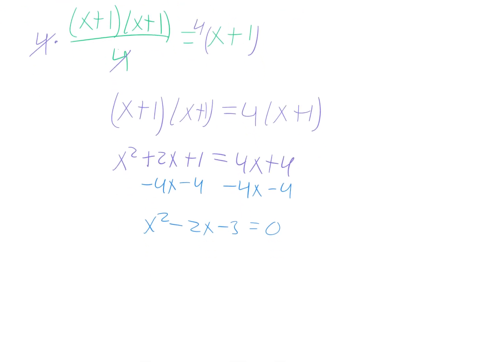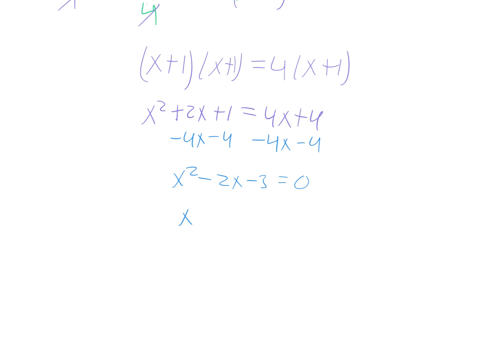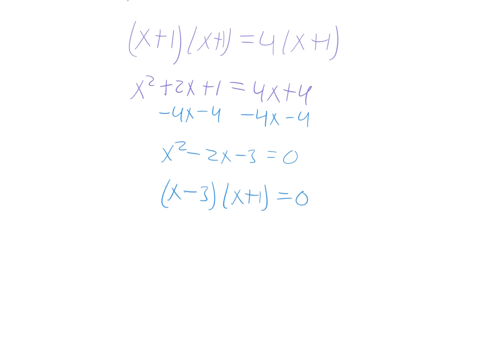And from here, we want to check if you can factor. That's always the first thing you want to do. Check if you can factor it, and we can, right? We've actually done this before in the previous 2 problems. So we get x minus 3 times x plus 1 equals 0. And then set each factor equal to 0, we get x equals 3 and x equals negative 1.